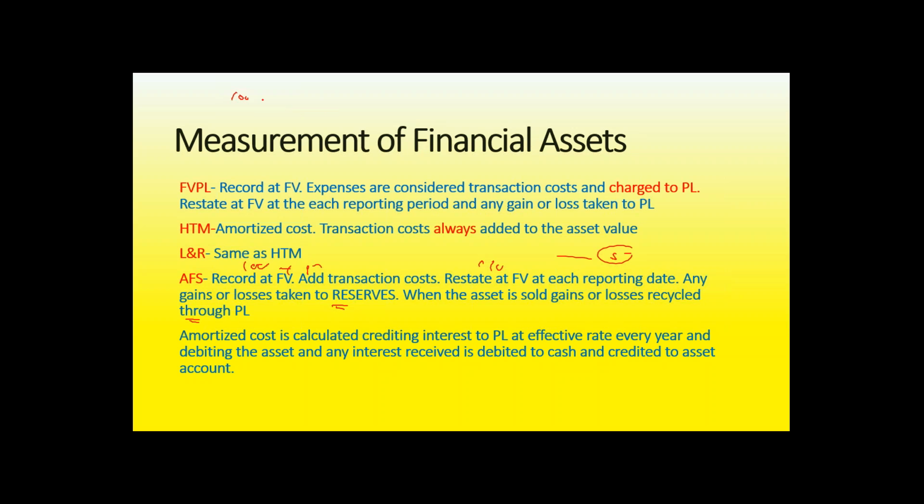Because now, for example, in the first example we said 105 was the initial recognition, and by the next time it came to 110. So this 5, the gain, is reflected in the reserves as 5,000.